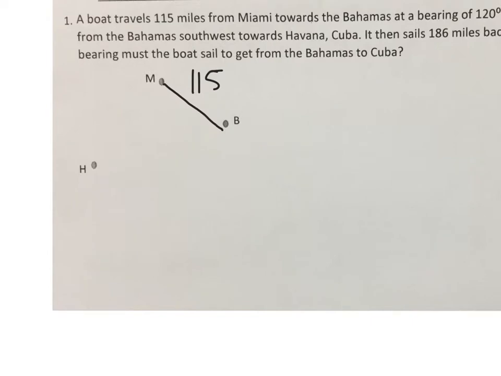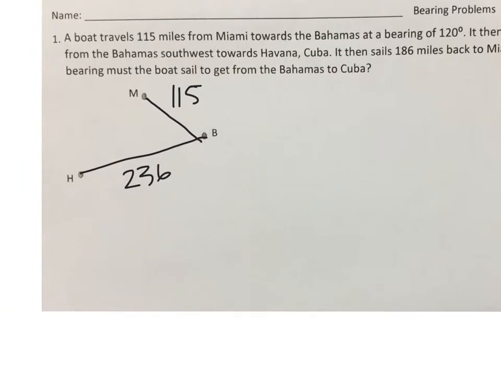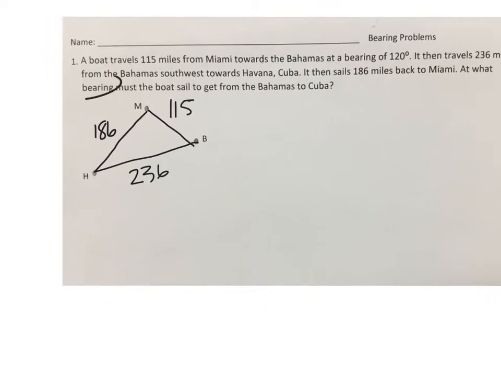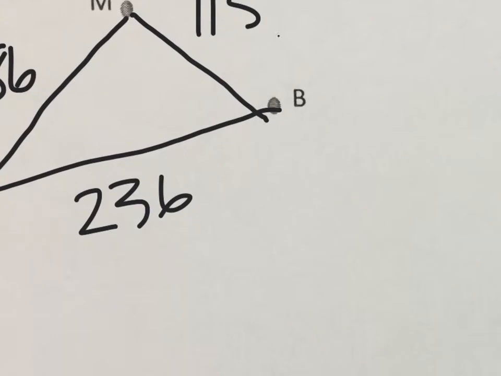and then 236 from Bahamas to Havana, and then 186 back to Miami. Okay, we're asked at what bearing must the boat sail to get from the Bahamas to Cuba.